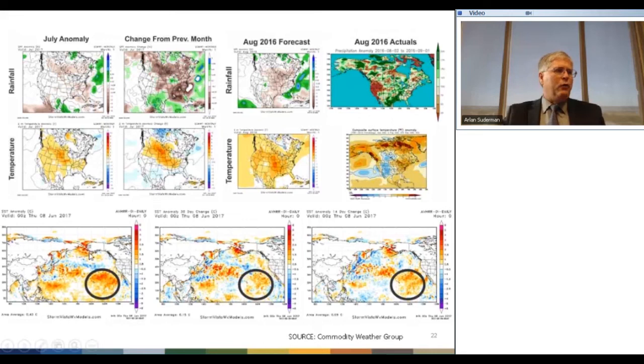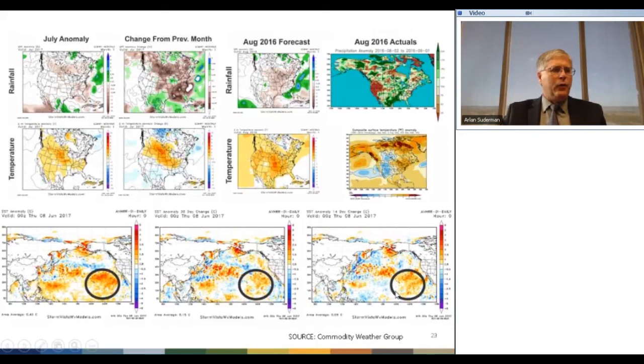This bottom set of graphics goes back to that period, that area off the coast of the Baja of California. And first of all, here we see the anomaly. You see how warm that water is. This is the change over the last 30 days for that area. This is a change just in the last 14 days. So more concentration of warmth in the last 14 days.